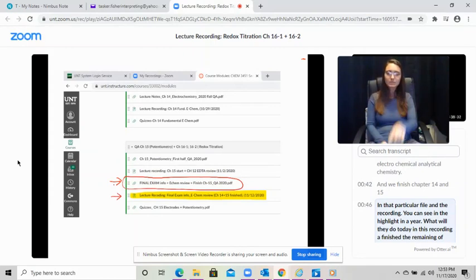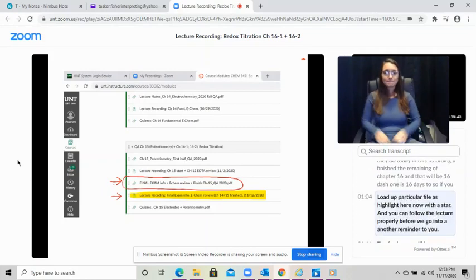What we'd like to do today in this recording is finish the remainder of chapter 16, and that will be 16-1 and 16-2. So if you load that particular file, highlighted here now with a star, you can follow the lecture properly.